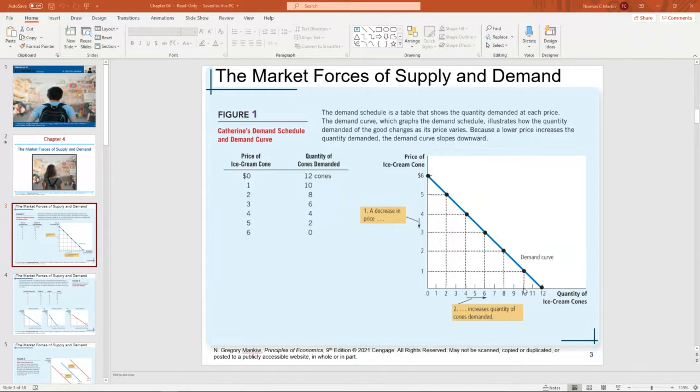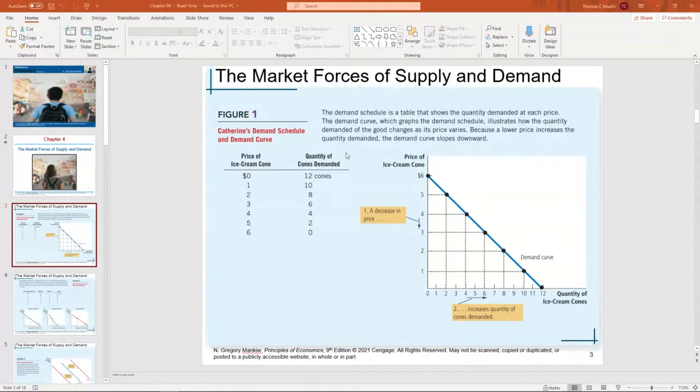So at a price of 1, they want 10; at 2, they want 8; at 3, they want 6; at 4, they want 4; at 5, they want 2; and at $6, they're out of it. Okay? This is always price, and this is always quantity.